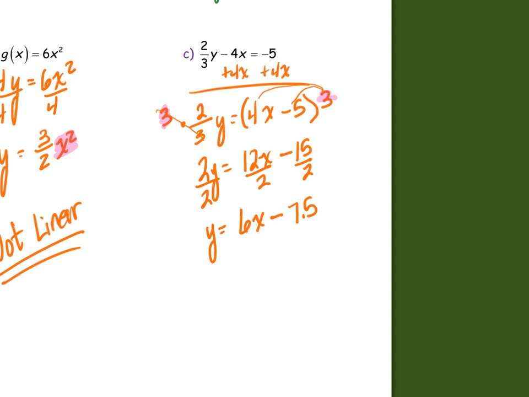Okay, and then, did I say 2x? I meant 2y. I'm so sorry. And then to get the y by itself, I divide by 2. So I just do what I've just been doing, right? Divide by 2, and you get y equals 6x minus 7.5. So is this linear or not linear? Good, it's linear. And what's my slope? 6. Good job, you guys.